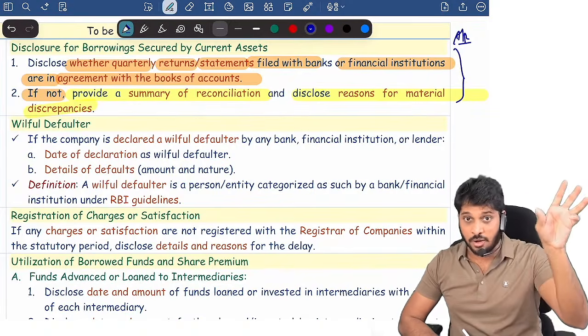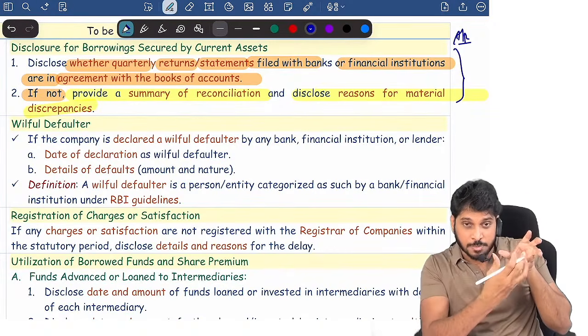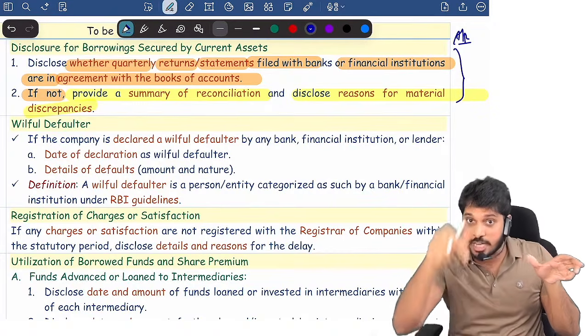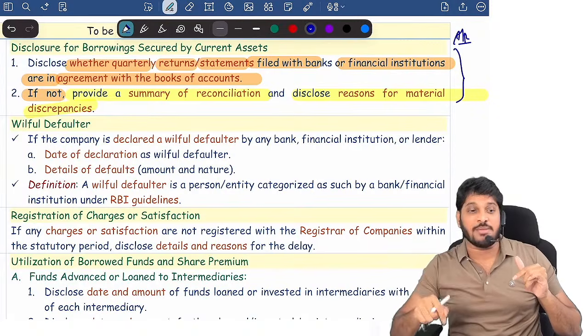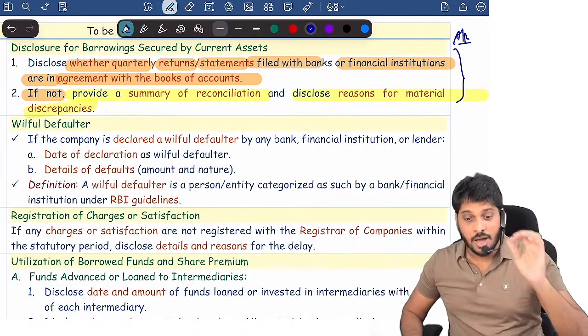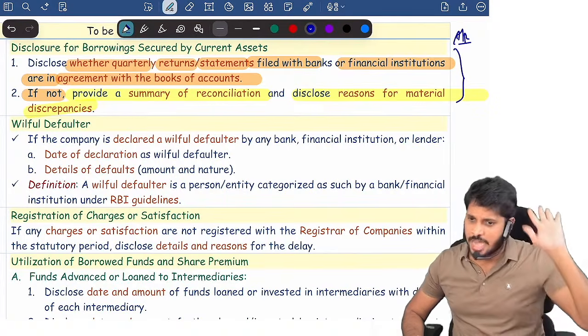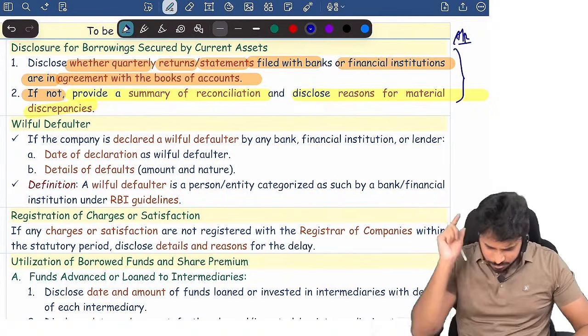quarterly statements with the banker. Is there a difference between this particular statement and books of accounts? If so, the auditor also has to point this out. More than the auditor, management has a disclosure requirement like this. I hope you're clear. Next.